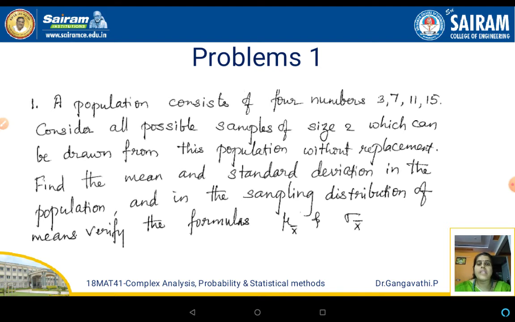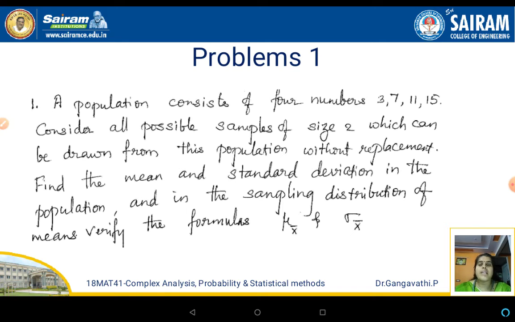A population consists of 4 numbers 3, 7, 11 and 15. Consider all possible samples of size 2 which can be drawn from this population without replacement. Find the mean and standard deviation of the population, and in the sampling distribution of means, verify the formulas mu x bar and sigma x bar.